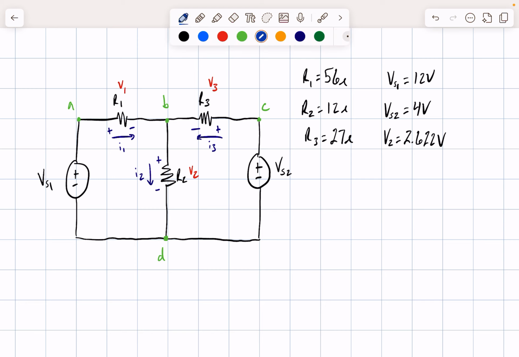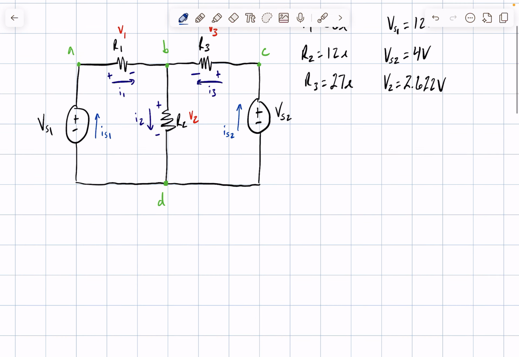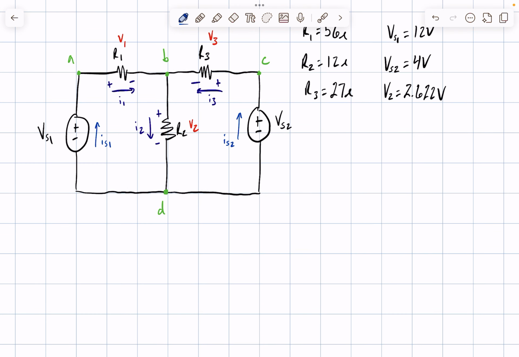Another thing that we can do to help us analyze the circuit is that we can go ahead and put more currents here. We can also put a current across our first voltage source, which we can call IS1, and the same principle here for VS2, we can call this IS2. By putting these currents here, we will be able to find the KCL equations for each node. So let's go ahead and write out our KCL equations here.